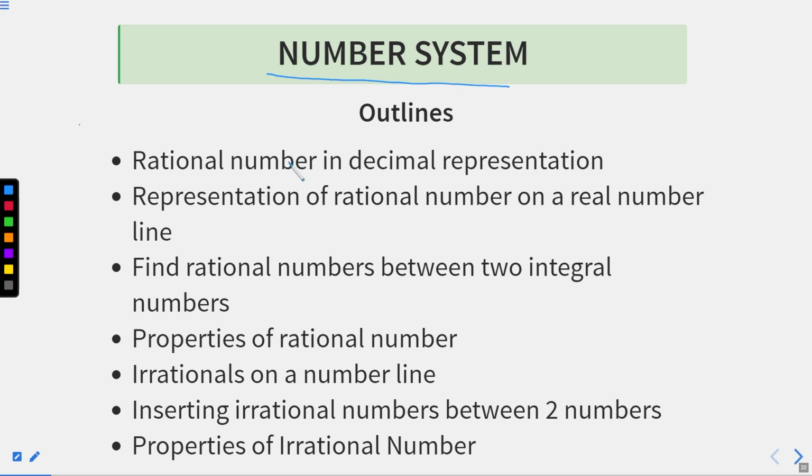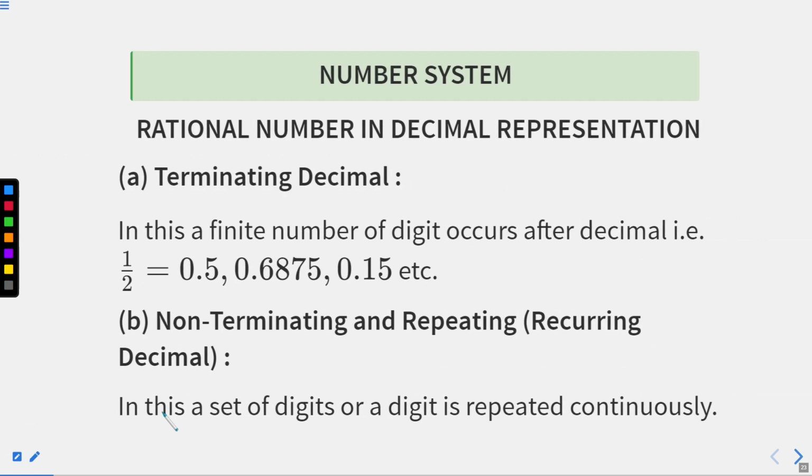So in today's lecture we will be seeing about rational numbers in decimal representation and their representation on the real number line, and if two integers are given and we have to find a given number of rational numbers, we will see their methods, properties of rational numbers, and similar things we will be learning about for irrational numbers. So let's jump into our first topic.